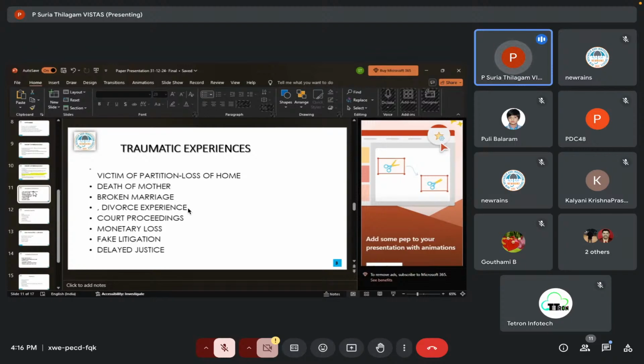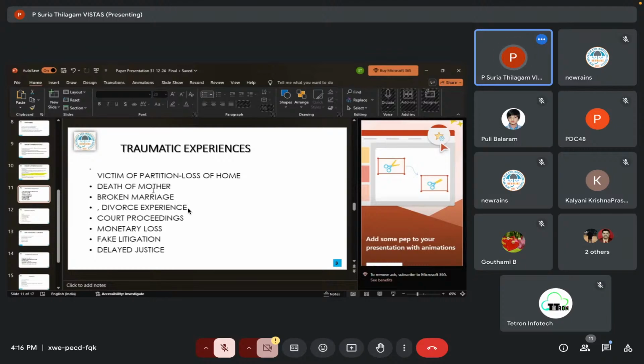This experience is seen in almost all his works, especially in his third novel, where the central character is also a partition victim. The death of the mother is also one of the traumatic experiences he felt in his life. He lost his mother, with whom he was very affectionate. When his mother died, he felt the complete world was lost. So in all his novels, we see the protagonist loses his mother, and he feels sorry for her death.